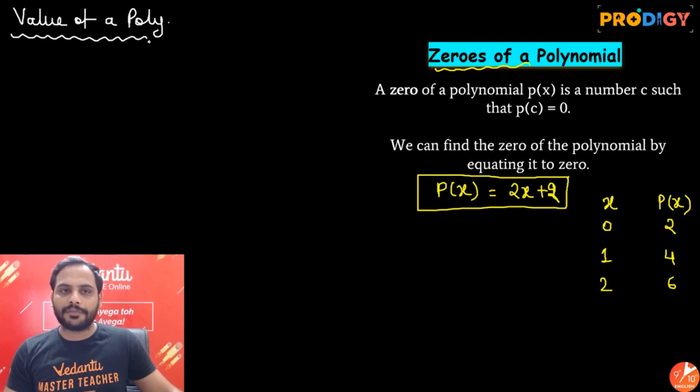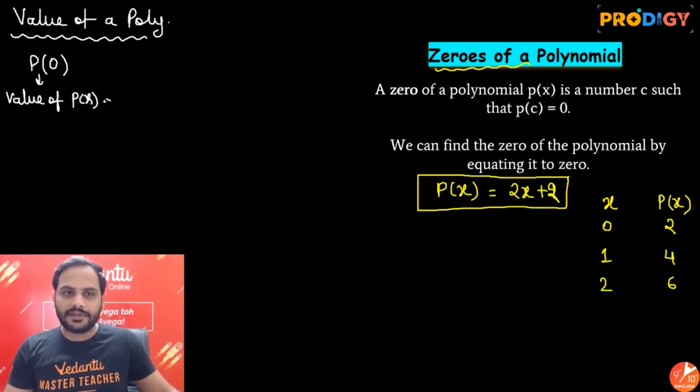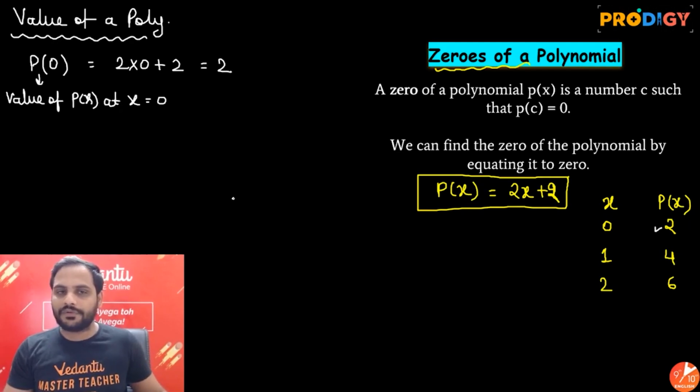So for this polynomial, we have seen its value at x equal to 0. P of 0 means the value of polynomial p(x) at x equal to 0. So it will be equal to 2 into 0 plus 2, which is equal to 2. So p of 0 is equal to 2.